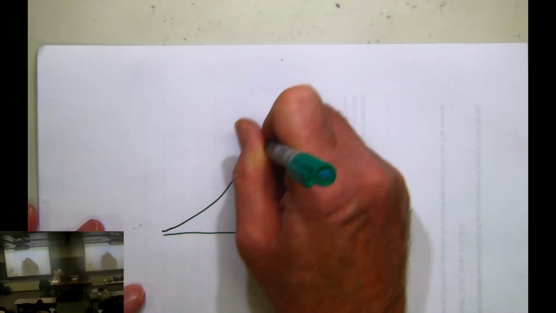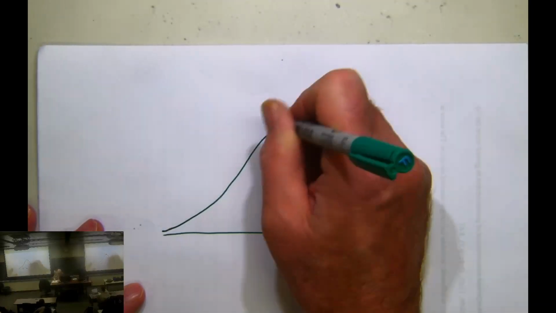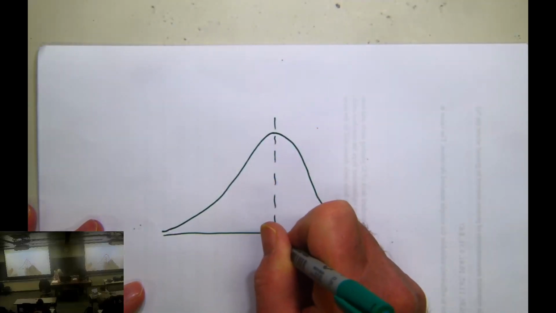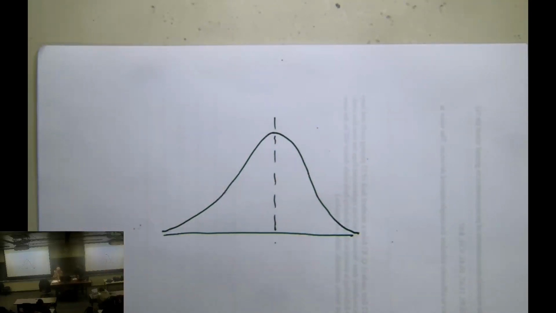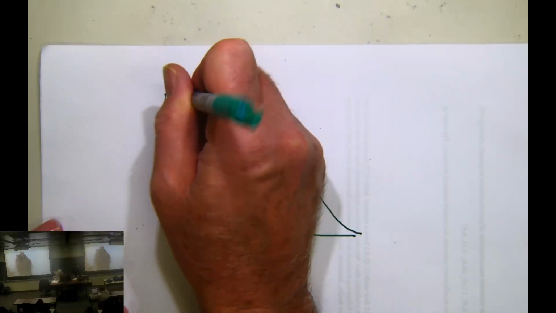I'll tell you, if you draw pictures when you're solving these problems, you will make, on average, many fewer mistakes if you actually draw the picture of what you want. It's very common for people to go the wrong way with this kind of thing. So let me just draw the picture. You don't have to be perfect about it. So this is the distribution of z.